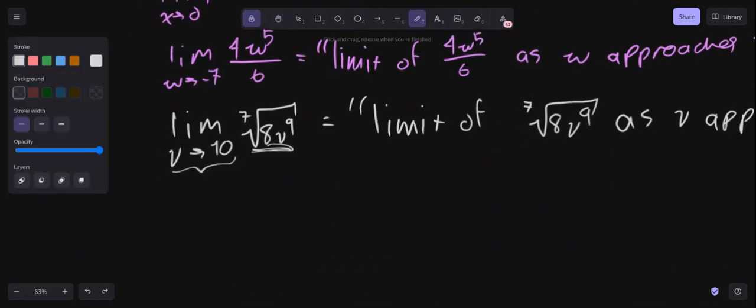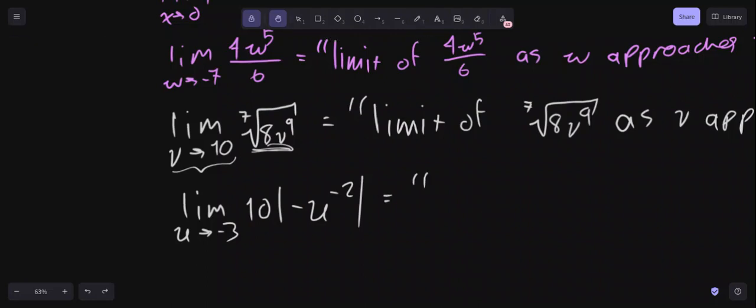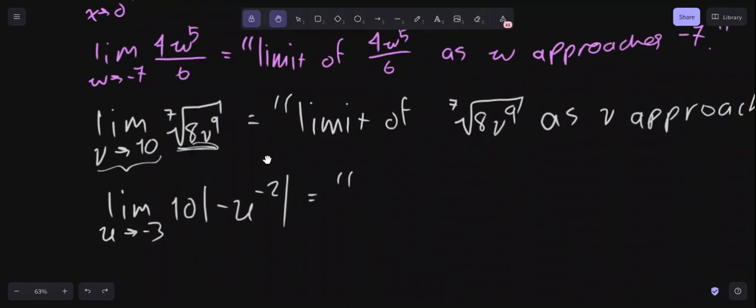Alright, maybe we can try another one. I'm not going to say things out loud. So again, what do you think this would translate to if you would say it out loud?